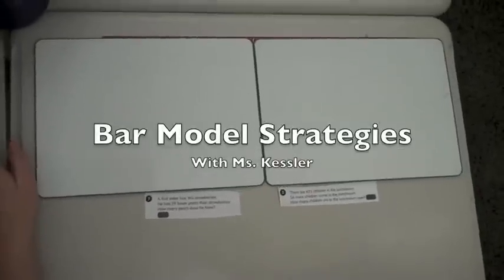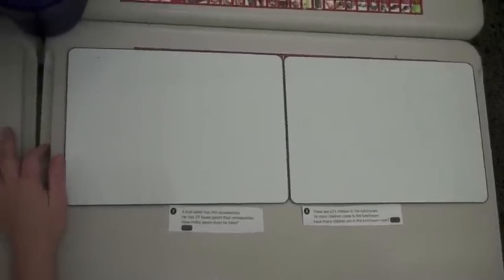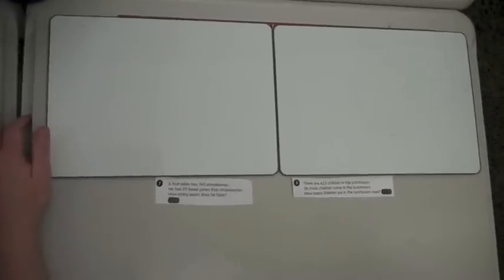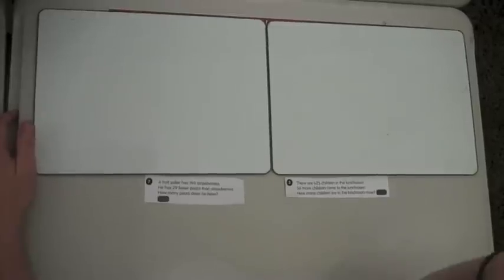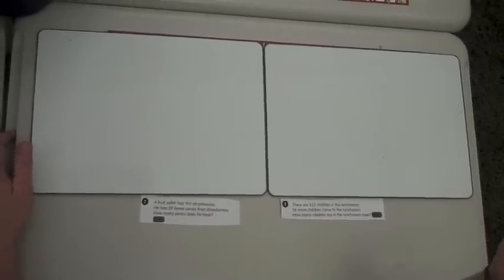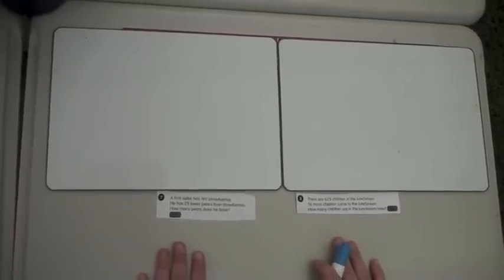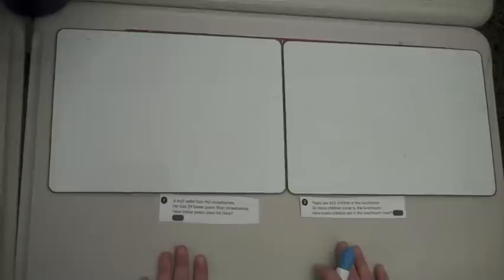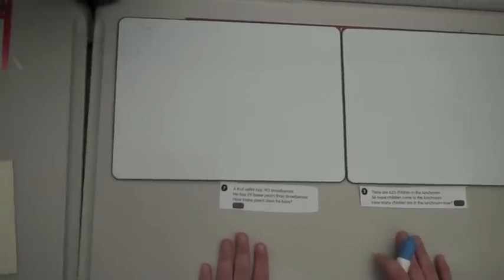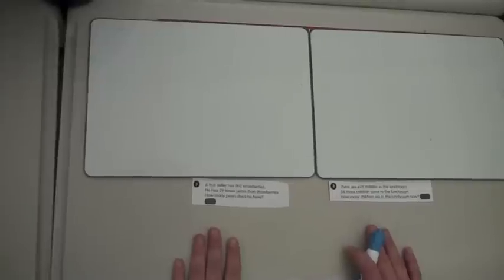Okay, so the students in second grade have been learning multiple ways to do a bar model. We've learned how to do part whole bar models, and we've learned how to do a comparing bar model. So right now I have two different kinds of bar model word problems. I have one word problem that is going to be a comparing bar model, and one that's going to be part whole.